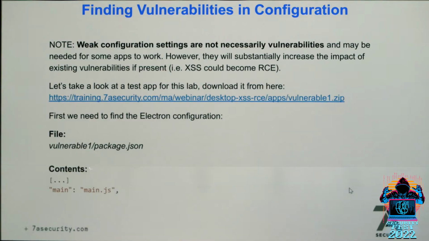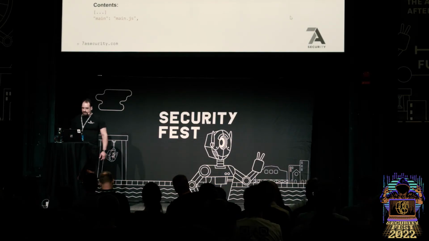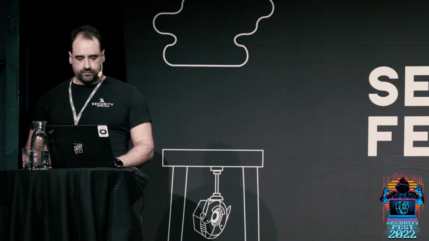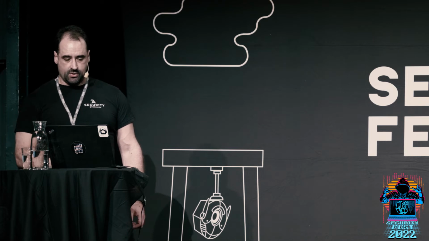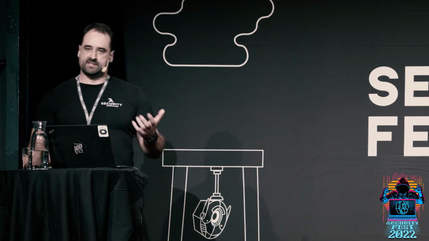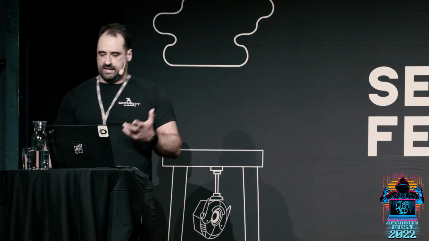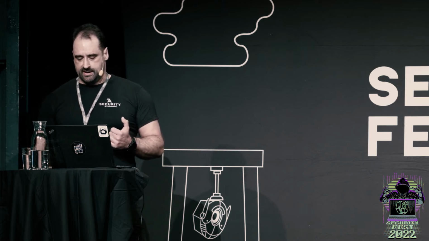So the first thing to do is look at package.json, and this will have a main entry point. In this case, the main entry point is main.js, and you can see here that we have web preferences. Node integration is set to true, which is bad, and context isolation is set to false, which is also bad. So why are these things bad? If node integration is enabled, the impact of any XSS is immediately code execution, right? I'll demonstrate this in a moment.